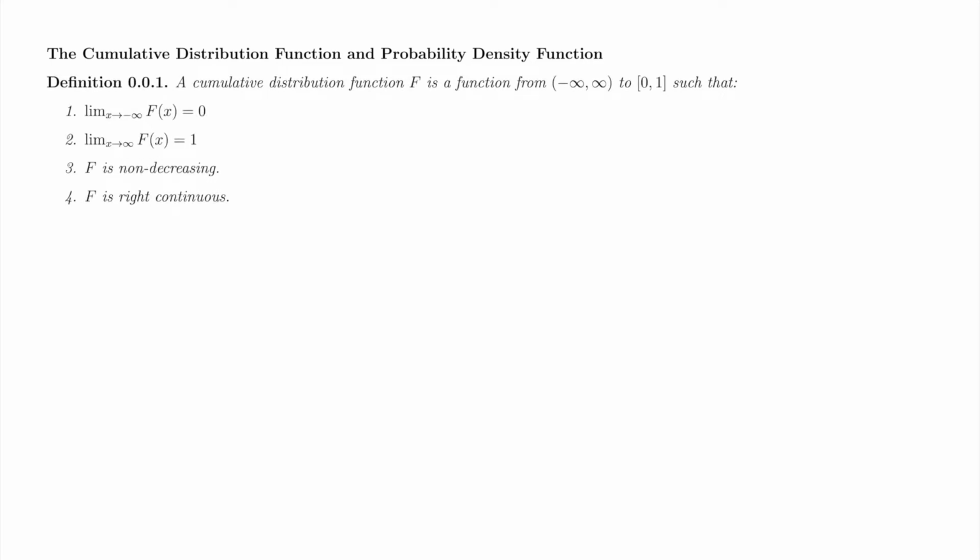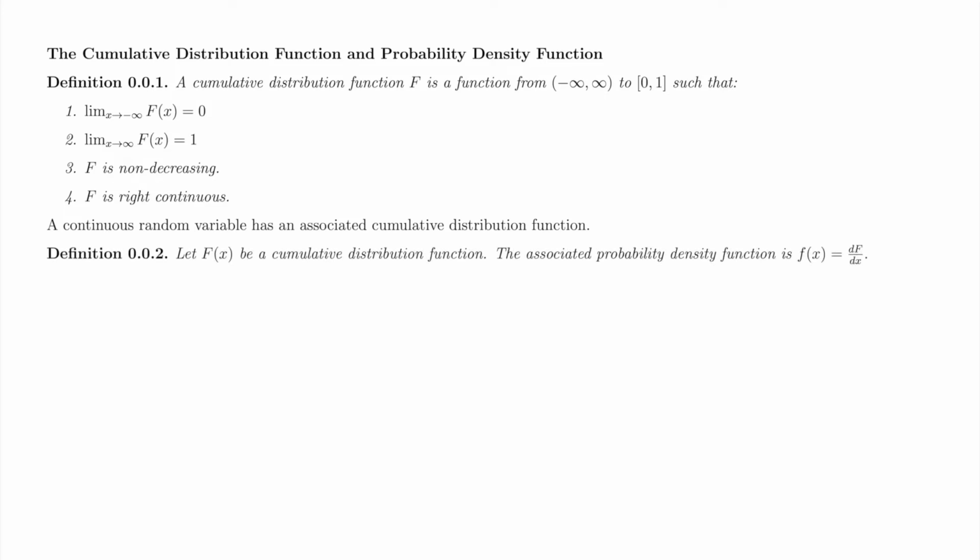A cumulative distribution function, often abbreviated CDF, is one which satisfies the four properties shown. Its limit as x approaches negative infinity is 0, its limit as x approaches infinity is 1, it is non-decreasing, and it is right continuous. We will restrict our attention to fully continuous CDFs. A cumulative distribution function fully describes the behavior of its underlying random variable.